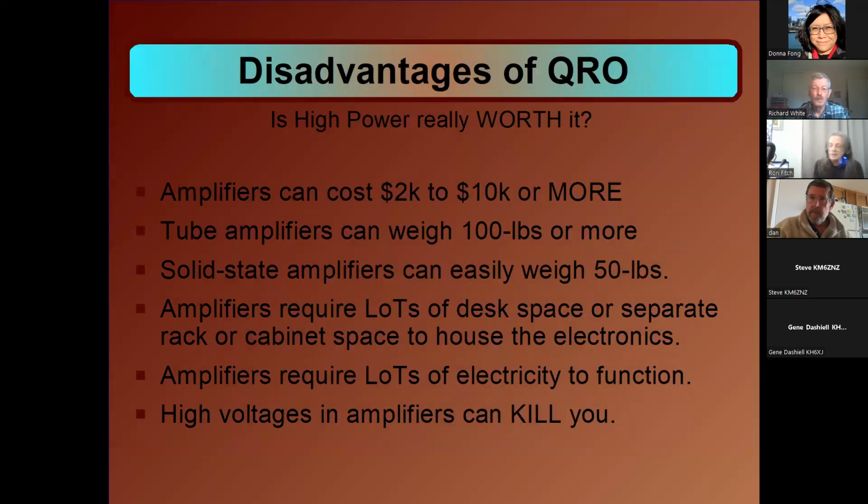So here are the disadvantages of QRO, running high power. Amplifiers aren't cheap unless you buy one used. Somebody recently got, I forget what kind of amplifier it was, he got it for free. If you get it for free, there's a reason. And right after that, one or both of the final tubes failed. And those tubes are $273 a piece. So that free amplifier cost them $500 for tubes.